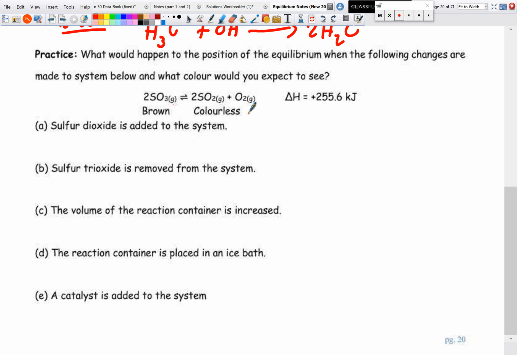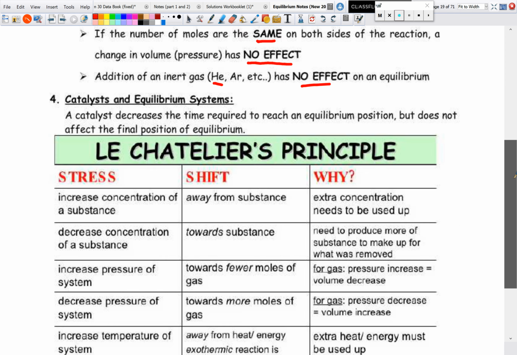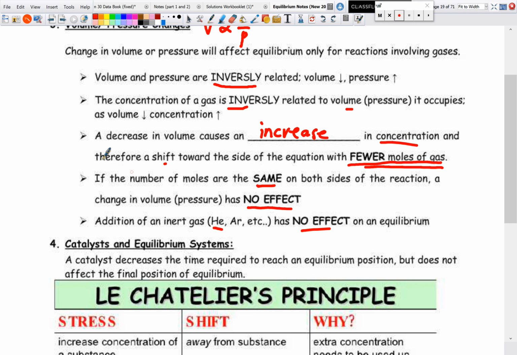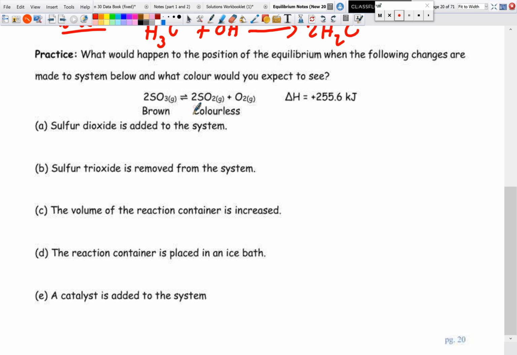Now this right here, these are all gases, so this is where volume and pressure may actually come into account. First thing, I do want to rewrite this as well, but also bring in the idea of the number of moles of gas and how that might change things. If you look back on here, when we had a change in volume, if we increase the concentration, it's going to shift to the side with fewer moles of gas. Well, when we count the total number of moles of gas on each side, with 2 SO3, there's only 2, oh, sorry, that's a 3.